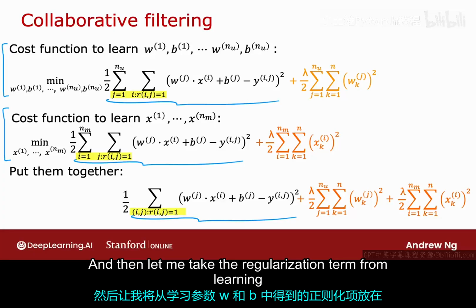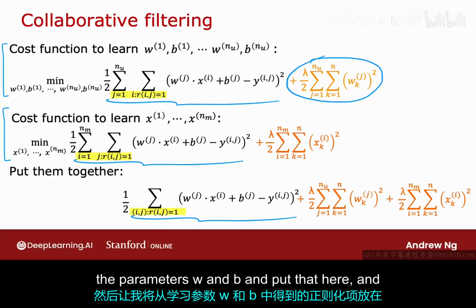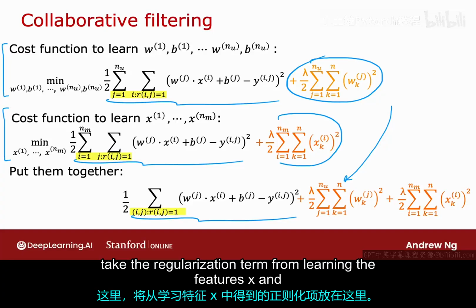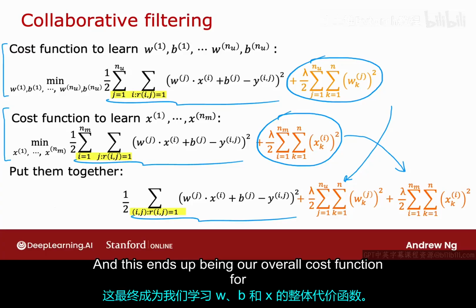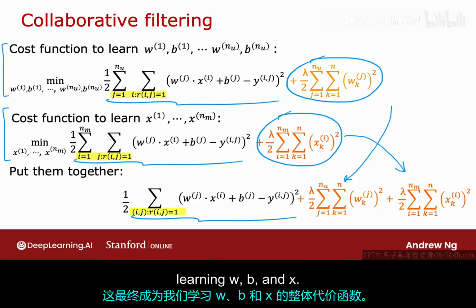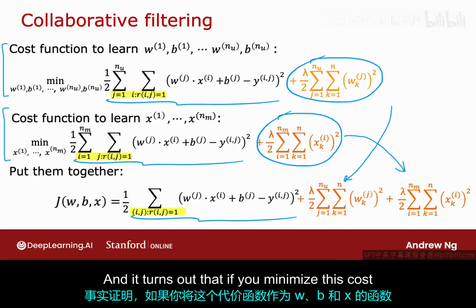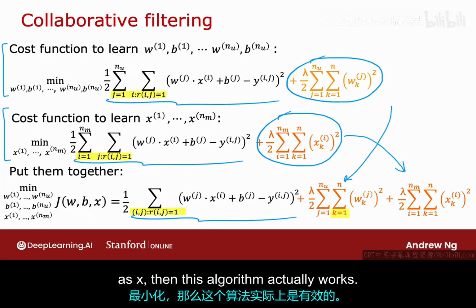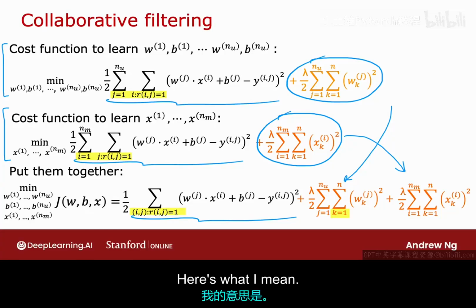And then let me take the regularization term from learning the parameters W and B and put that here, and take the regularization term from learning the features x and put them here. And this ends up being our overall cost function for learning W, B, and x. And it turns out that if you minimize this cost function as a function of W and B as well as x, then this algorithm actually works. Here's what I mean.